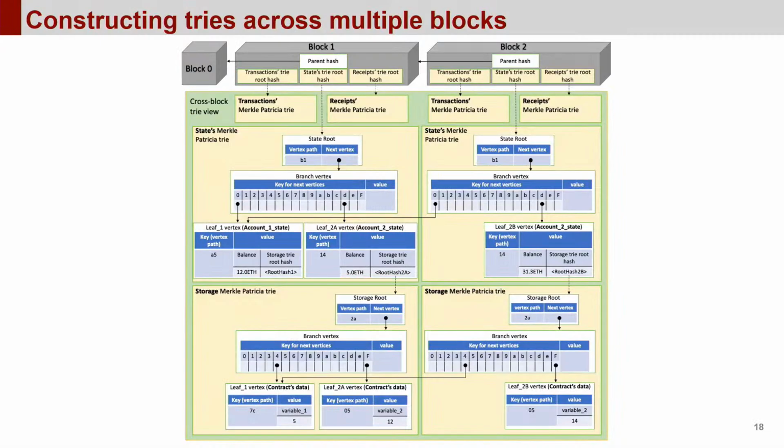Okay, so here you see a different representation, but it's similar. Maybe it's easier to understand this way. Here we have the state Merkle-Patricia tree. And here we see the tree itself, where each node, each vertex in the tree is a separate record in the database.